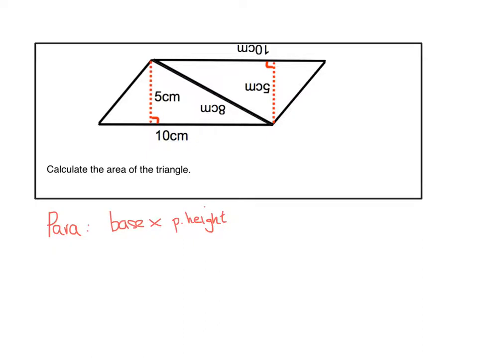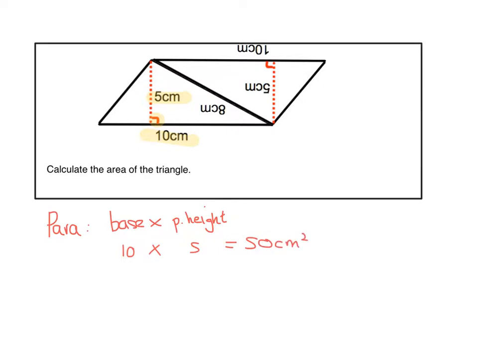So let's see if we can identify those. We've got the base, which is 10, and a perpendicular height, the one that's at right angles, which is 5. So I don't even care about the 8. So that's 10, which is the base, times 5, which is 50.